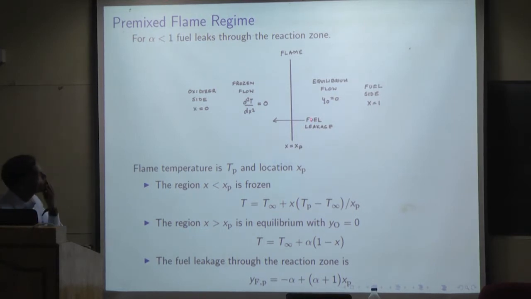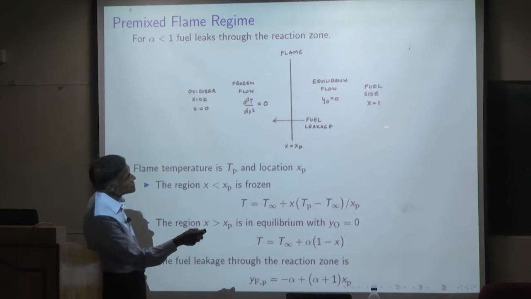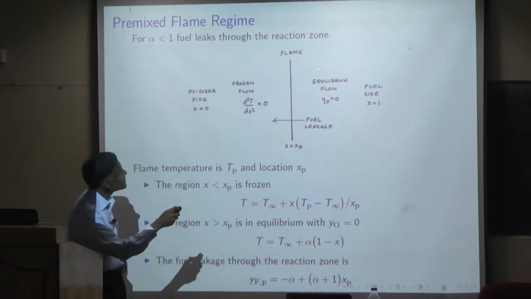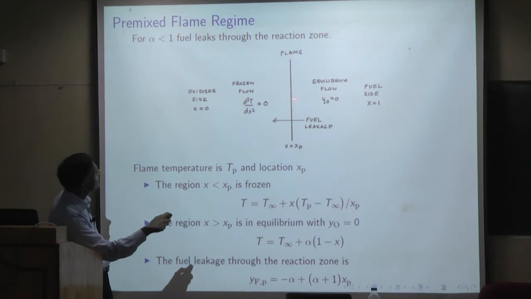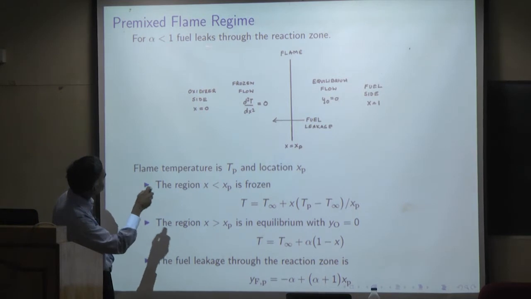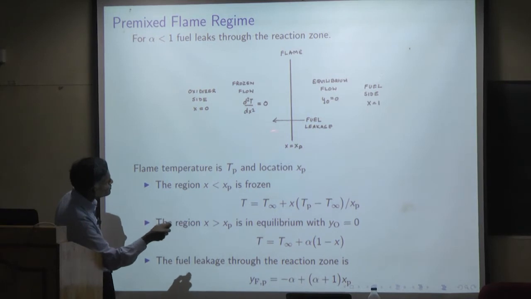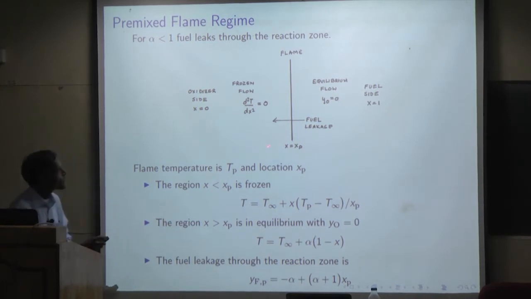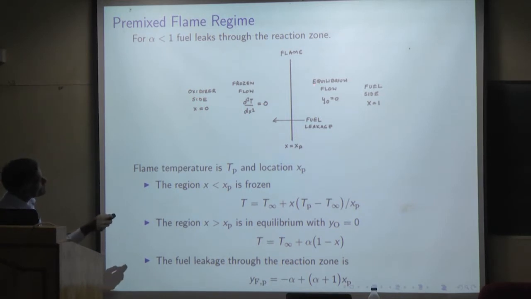In the premixed flame regime, this is the fuel side, which is over here. There's equilibrium flow on this side, and there's a frozen flow on the other. Now it turns out that for this scenario to happen, one can show that alpha has to be less than 1. When alpha is less than 1, one can have equilibrium flow on that side and frozen flow on this. Since there's equilibrium flow on the fuel side, YO must be 0.